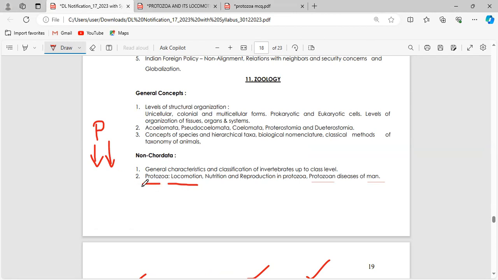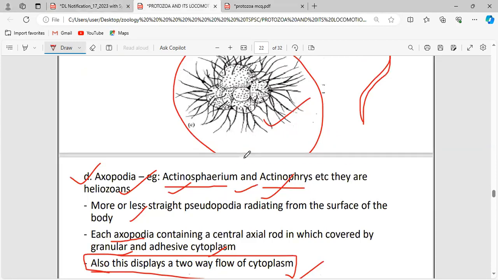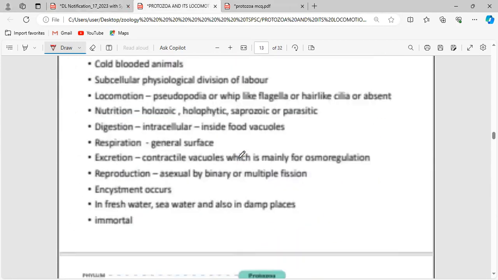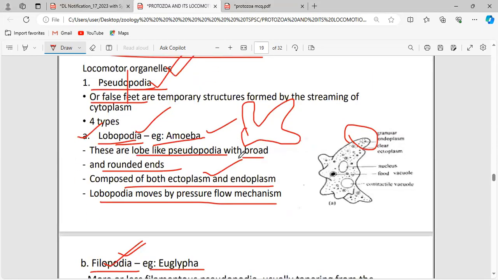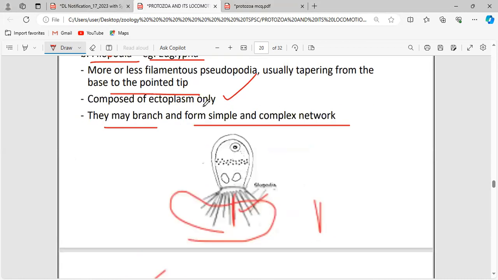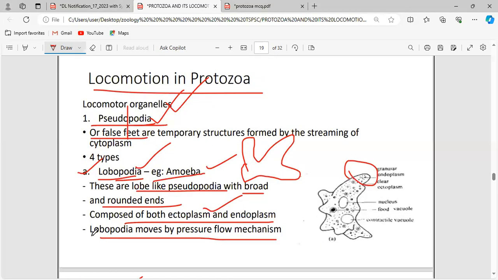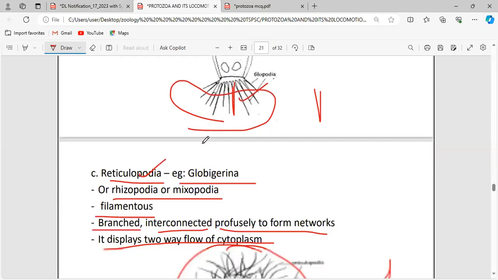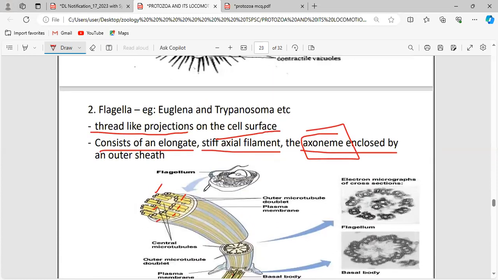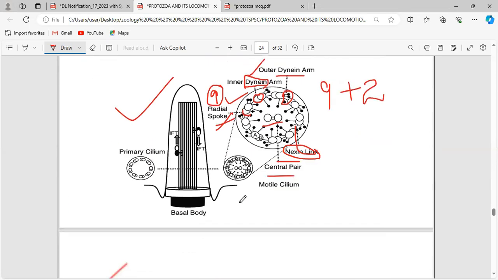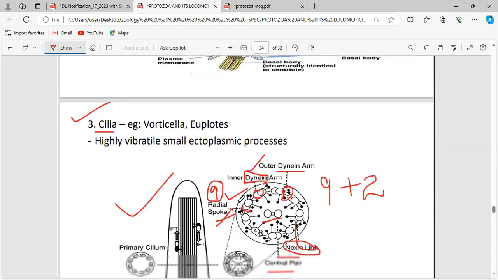Let me say, in the locomotion, what is meant by locomotion? First thing, you have to read. What are all the locomotory organelles? Name of the locomotory organelles and its types. Examples: pseudopodia, lobopodia, example amoeba; philopodia, example euglypha; reticulopodia, globigerina; axopodia, actinospirium, and actinophores. What is the flagella and what are the examples? What are the types of flagella? Flagella is a locomotory organelle. What is the ciliary movement and what is the structure?